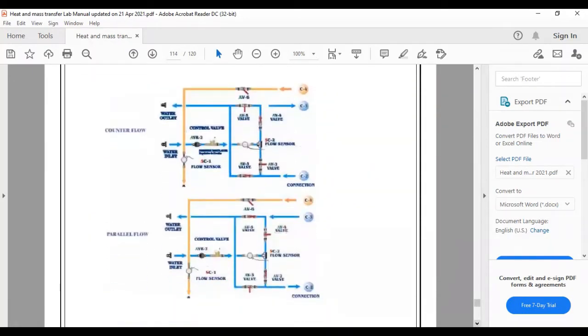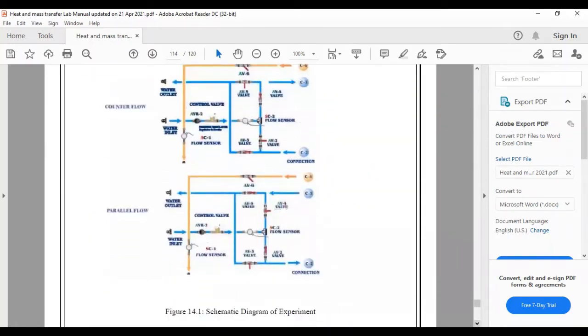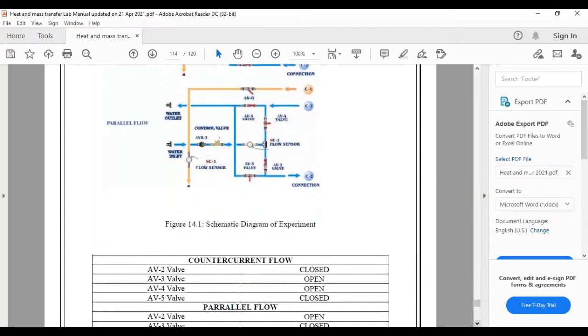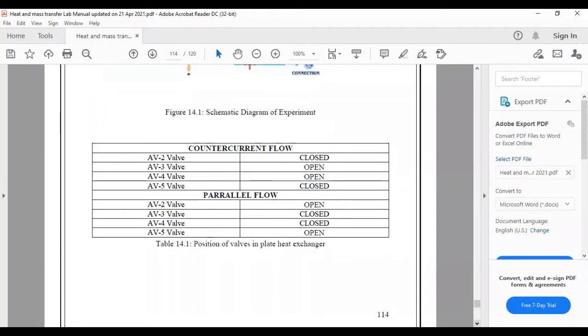This is just a schematic diagram. It is also there on the operators, and this is the way you can learn how to convert the parallel flow into anti-parallel flow. So this is some description of different valves.